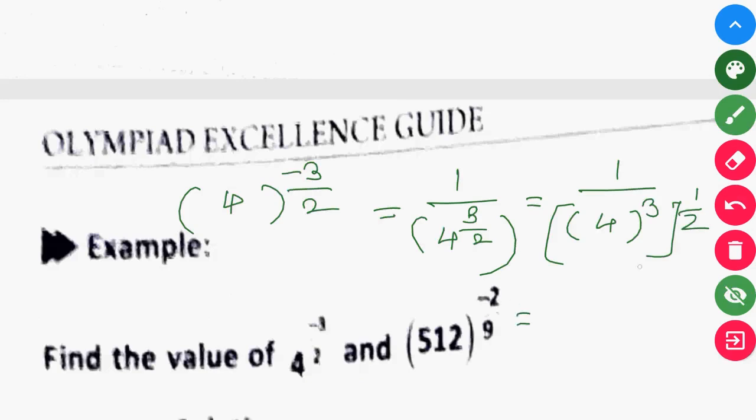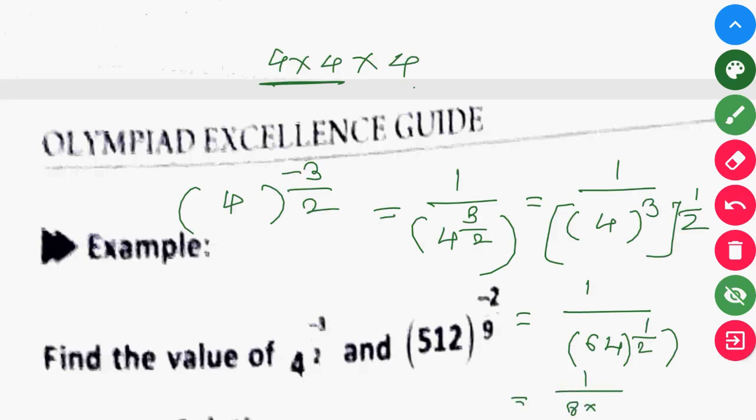Okay, now simplify it. 1 upon 4 multiplied 3 times means what? 4 4s are 16, 16 4s are 64, 64 raised to 1 half. Now the square root of 64 means we have to divide 64 such that we can take its one part. So 8 into 8 is equal to 64. So 1 half of 64 is 8. So our answer is 1 by 8.